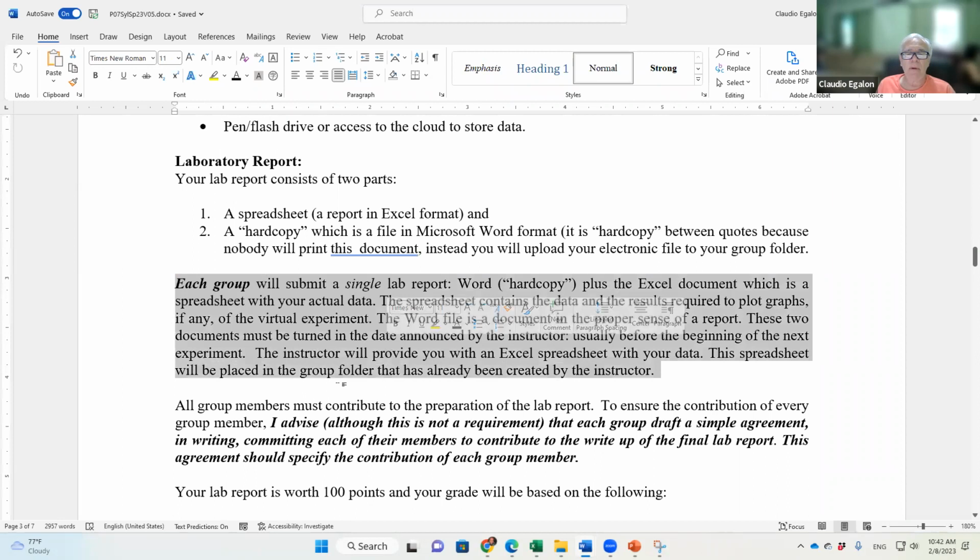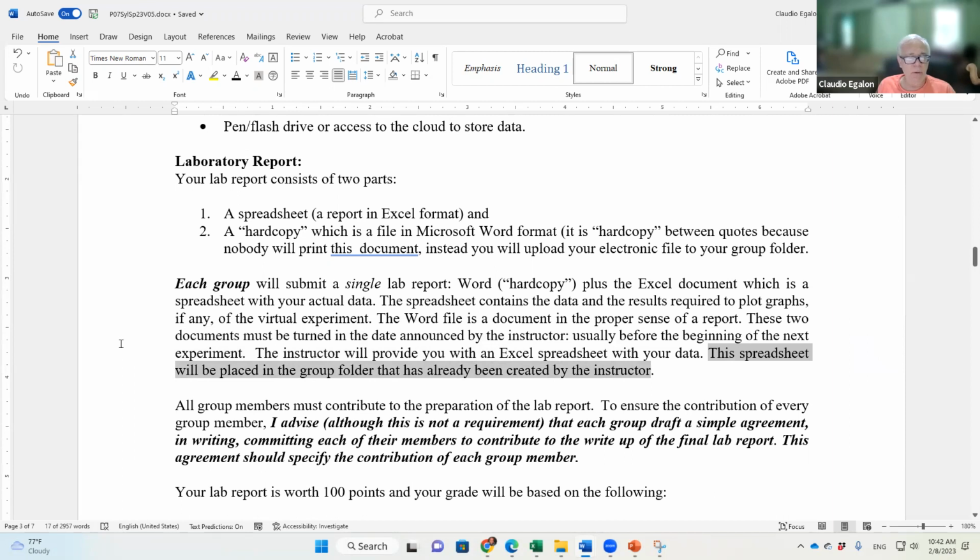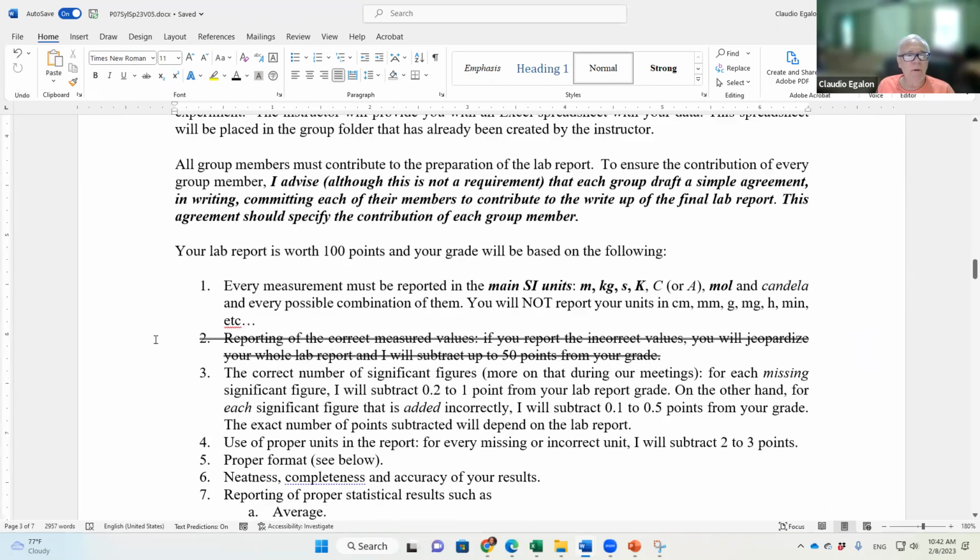The instructor will provide you with the Excel spreadsheet with your data. I will provide you with that, so you don't have to worry. You don't have to generate data. This spreadsheet will be placed in the group folder, by the way. That's why I came up with your group folder there in Google. I still didn't figure out how to do that in Canvas, so I'm still using Google. If you know how to do that in Canvas, let me know. I'll be happy. All group members must contribute to the preparation of the lab report.